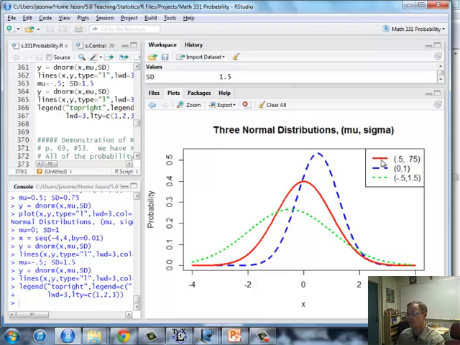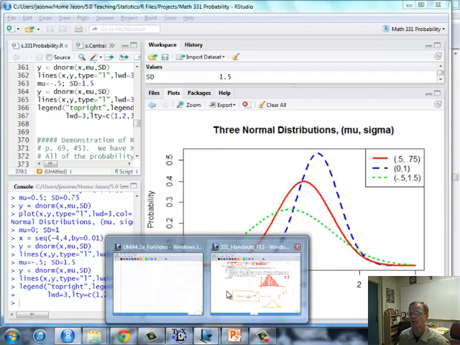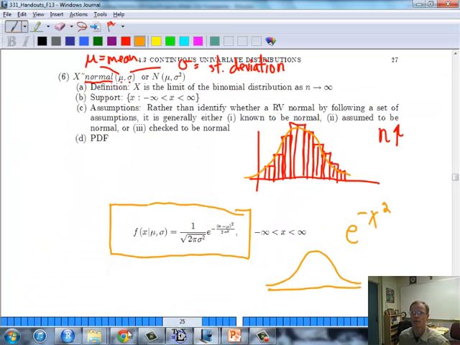I've centered them, so the red one is centered at 0.5. Oh, I've mislabeled. Blue one centered at 0.5, 7.5. Red one centered here at 0 with standard deviation 1. Green one centered at negative 0.5 and standard deviation 1.5. So you can expand, contract, slide them around. Everything is fine. And that covers the basics of that one.